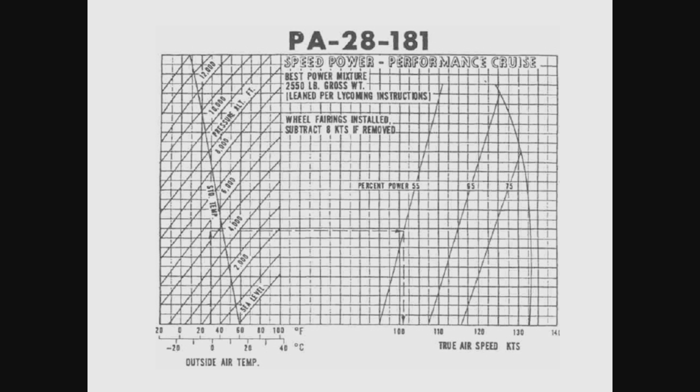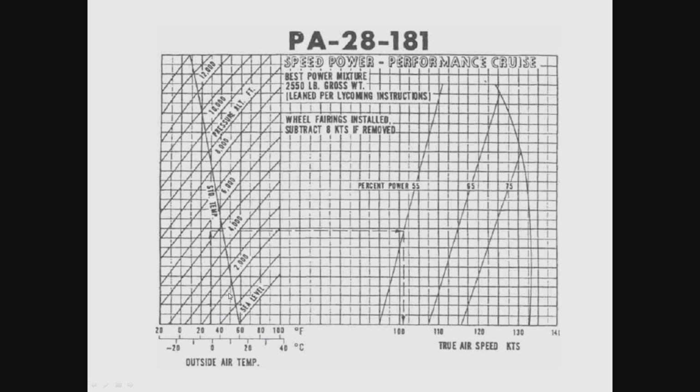So this is a page from the PA28181, which is the Piper Archer, and this is out of the POH, the Pilot Operating Handbook. And if you want to calculate your true airspeed, you simply come in down here. You've got your outside air temperature at the bottom. You've got Celsius and Fahrenheit.